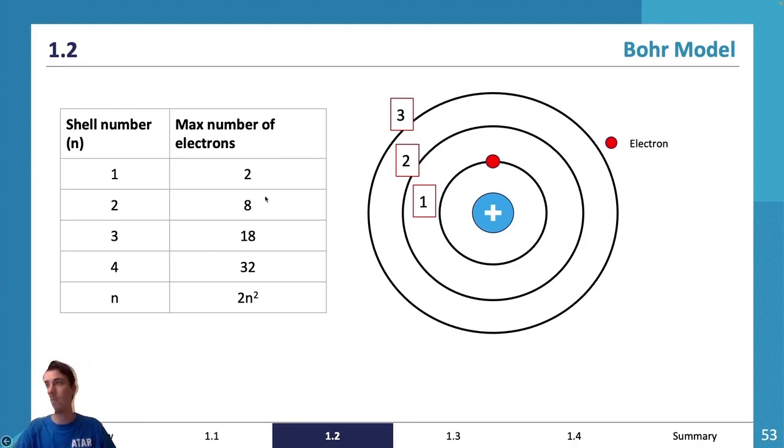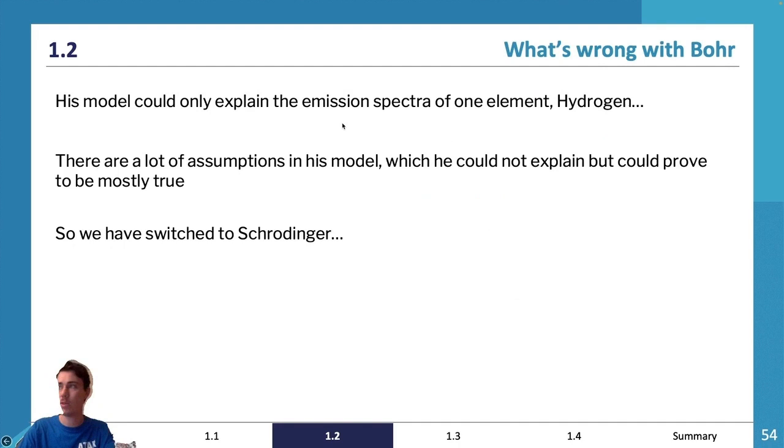So you're going to go max in the first shell is 2, max in the outer shell is 8, max in the outer shell is another 8, and so forth. But we'll discuss this in a second. As you can see here, this is what we were discussing. This is Bohr's model. This model can only explain the emission spectra of one element, hydrogen. And there are a lot of assumptions in this model, which he could not explain, but could prove most of them to be true.